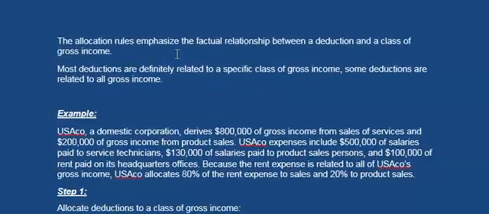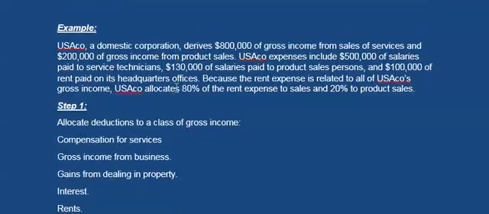The allocation rules emphasize the factual relationship between a deduction and a class of gross income. Most deductions are definitely related to a specific class of gross income. Some deductions are related to all gross income. Let's take a look at an example.